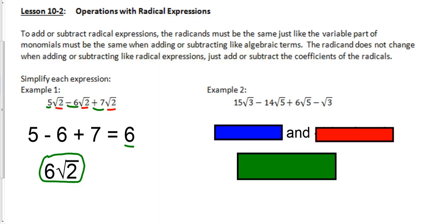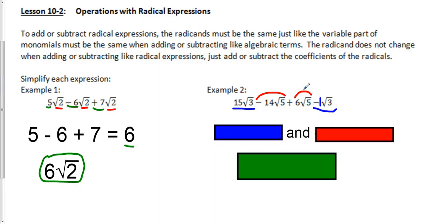So when we look at this, again, we need to put together just like terms. So this 15 square roots of 3 can only couple with another square root of 3. That would be right here, this negative square root of 3. Or again, remember, that's like saying minus 1 square root of 3. Now, we can also put together our square roots of 5. So this one right here, negative 14 square roots of 5, and this 6 square roots of 5.